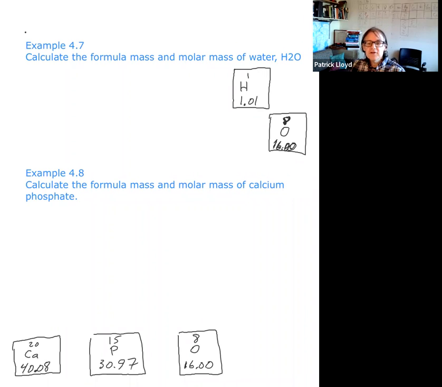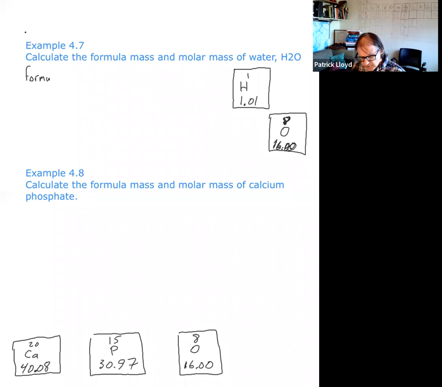Okay, so in this video, I'm going to show how to do the calculation of molar mass and formula mass. This is section 4.2, the chemical formula, formula mass, and molar mass. Read over section 4.2 and take a look at these problems here, and then you can do the end of chapter problems.